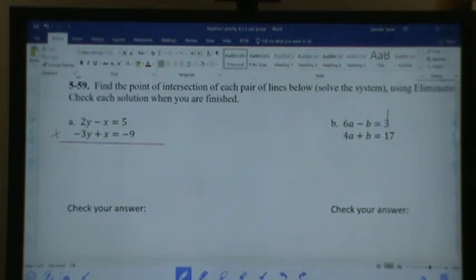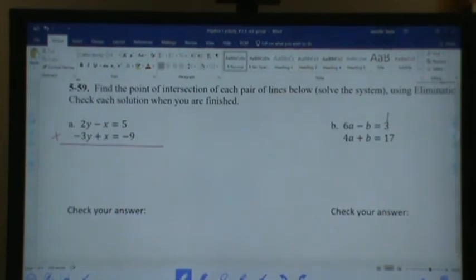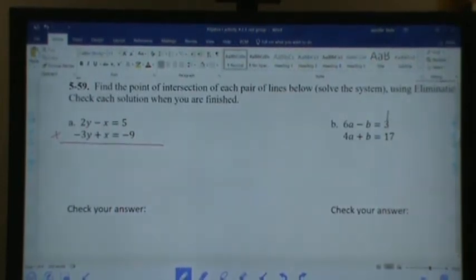Good. What's the next step? So this is still a negative. There you go. Yep, now you gotta find x. If it doesn't work, we can figure it out. Find x.